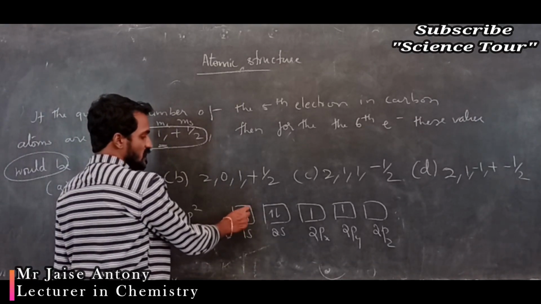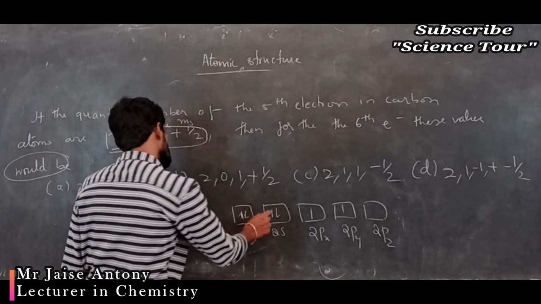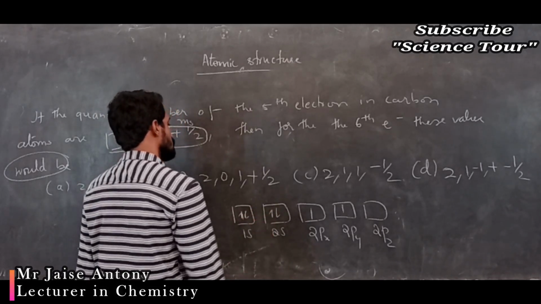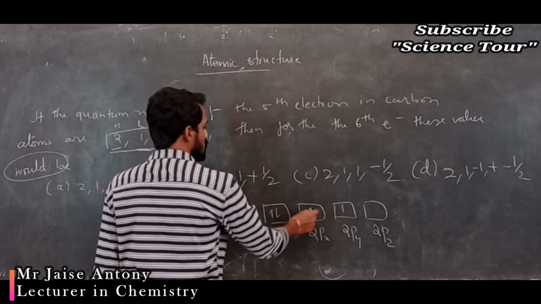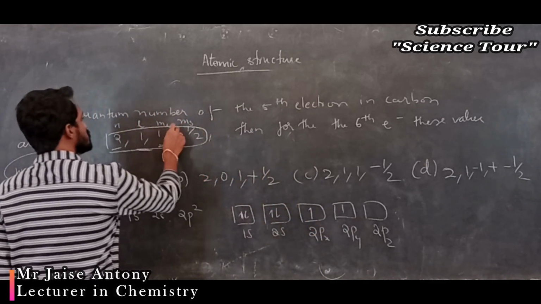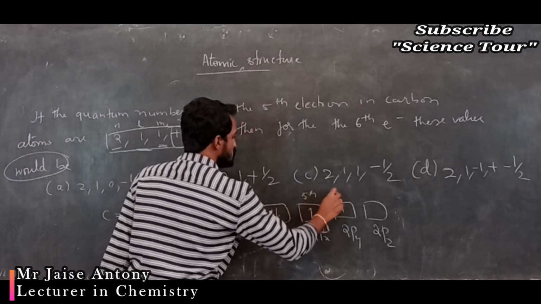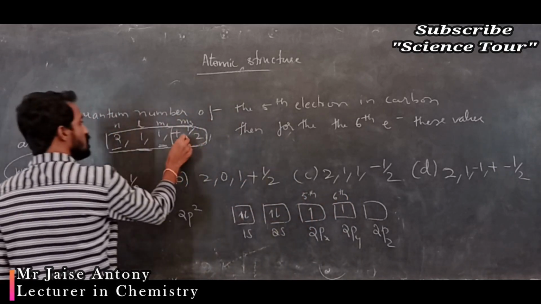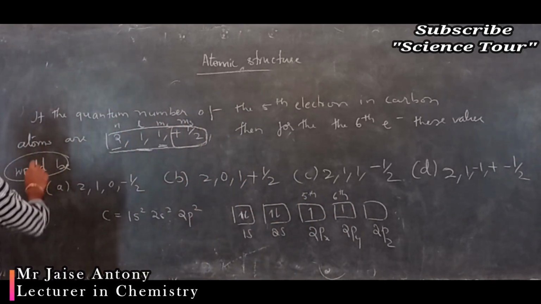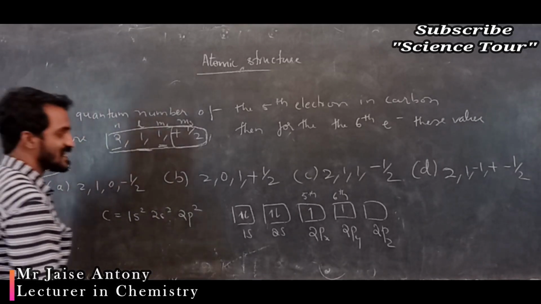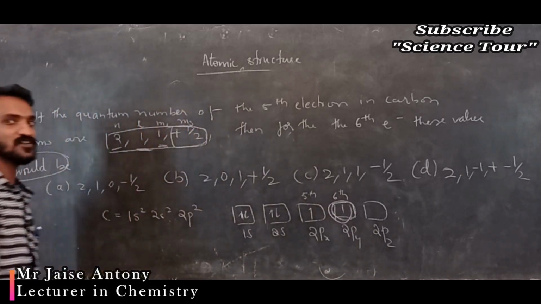Here, if 2 electrons are there, then one is plus half, another one is minus half. In this also, one is plus half, another one is minus half. Here, it may be plus half or minus half. Here also, but it is given, my dear student, this is plus half. This is 5th electron, this is 6th electron. They given in question, 5th electron is plus half. What about 6th electron? We are discussing about 6th electron. Only one electron is there.